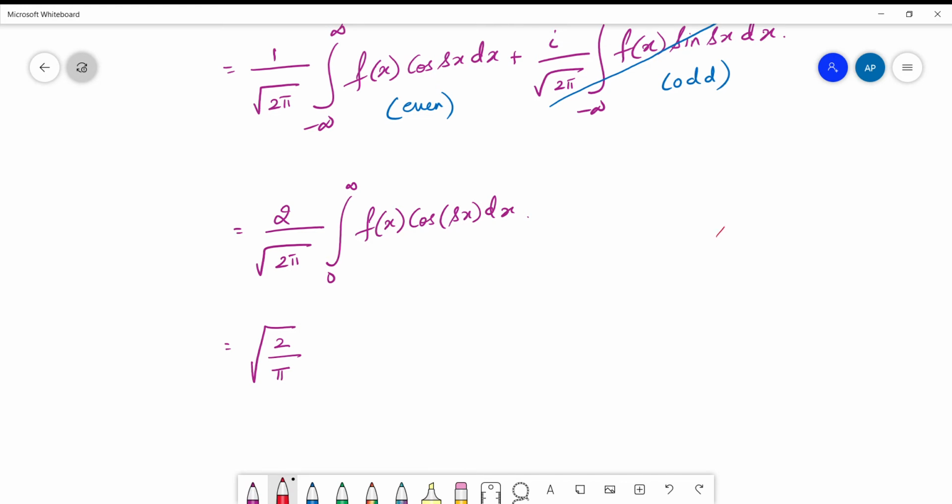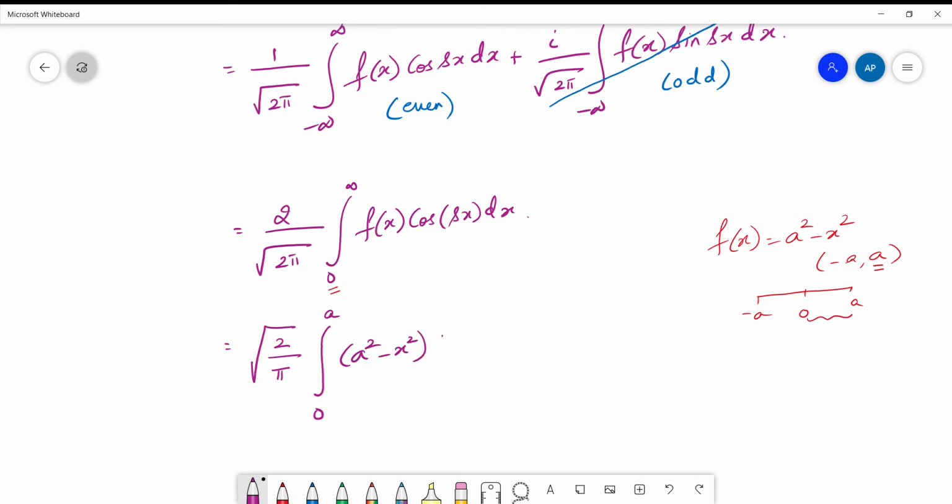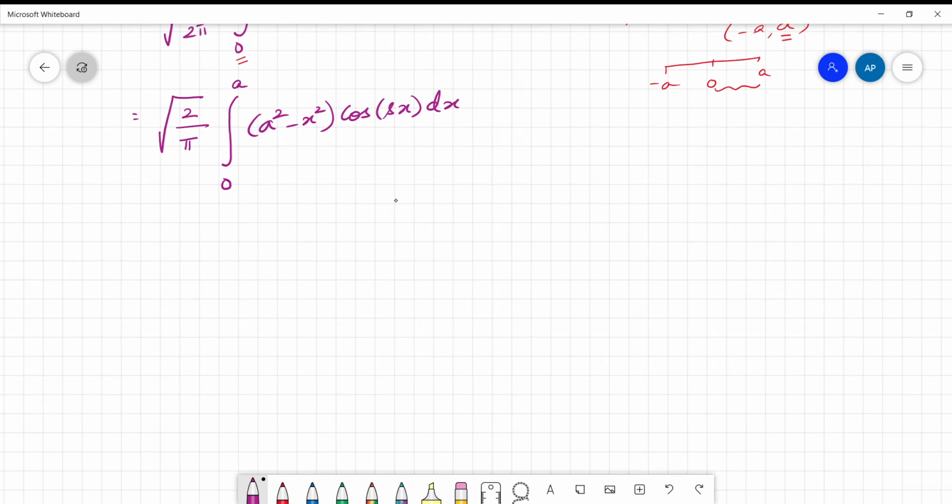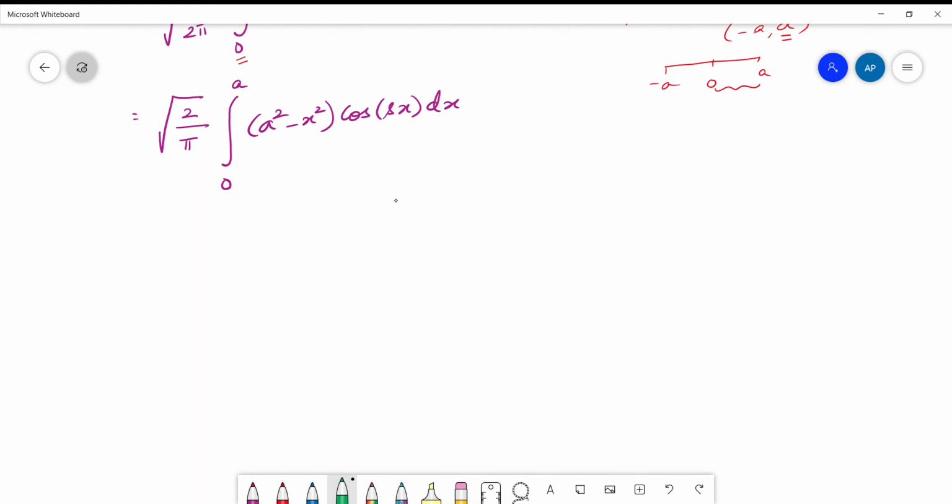Now we shall substitute the function and the limits. If you note, the function which was given to you is a square minus x square in minus a to a, and look at the upper limit, it is a, our lower limit continues to be 0. So if you draw the number line, we are interested only in the interval 0 to a. So here it will become integral 0 to a of a square minus x square cos of sx dx. So we have a product to integrate, and one of the terms of the product is a polynomial. So the obvious solution will be to choose the Bernoulli rule. So let us write u to be a square minus x square and v to be cos of sx.